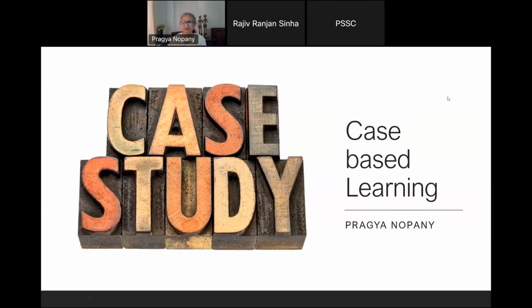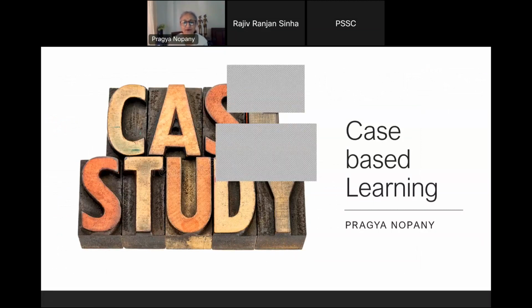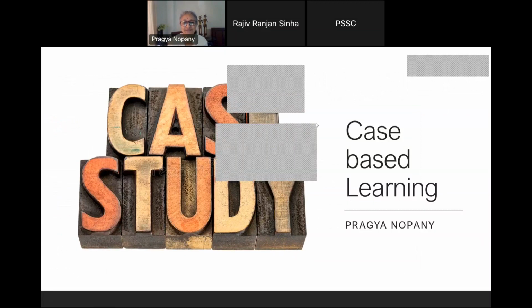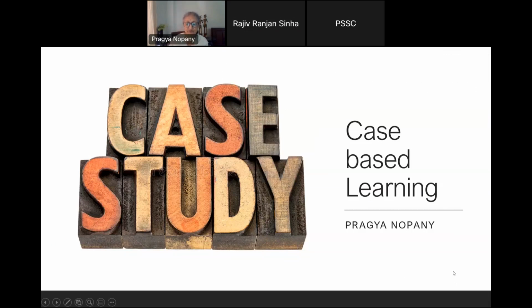So today's topic is case-based learning. Now, you know that case-based learning has been introduced by CBSE, but even without CBSE introducing it, it makes for a wonderful medium for providing critical thinking, analysis, evaluation, and decision making. So let us learn more about it today.